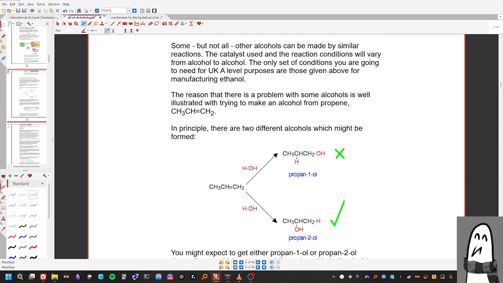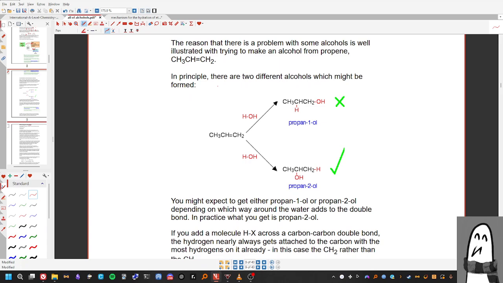The reason that there's a problem with alcohols is well illustrated by trying to form an alcohol from propene, CH3CH=CH2. In principle, there are two different alcohols which might be formed: propan-1-ol and propan-2-ol. Why? If your HOH goes in there, first of all, this needs to open up. So this opens up, right? This becomes a single bond.